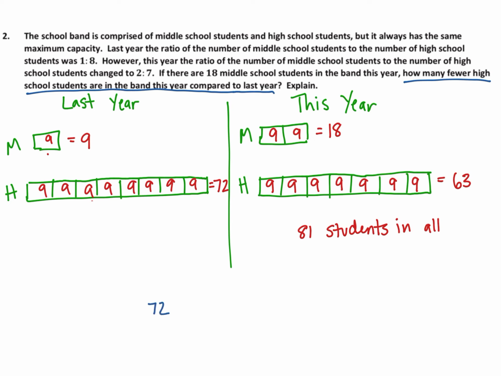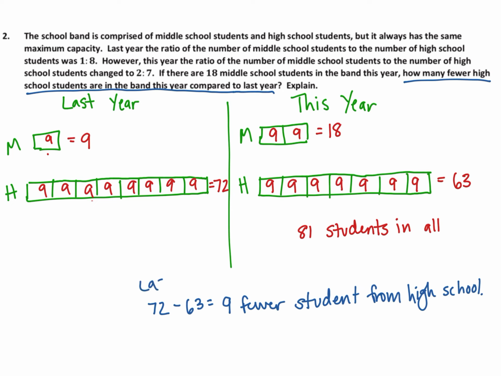So, last year we had 72 high school students, and this year we have 63. So the difference between them is 9. 9 fewer students from high school. Our explanation is that there were 72 last year and 63 this year, and your work is evidence of those.